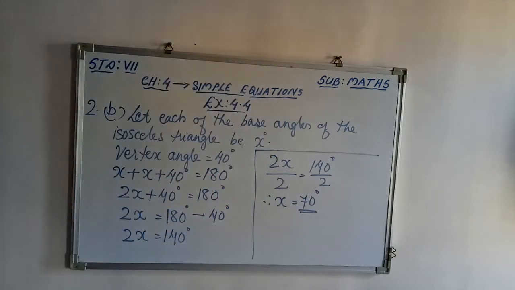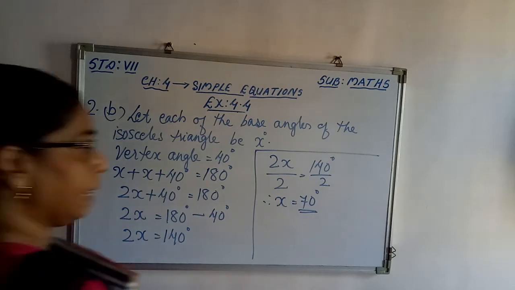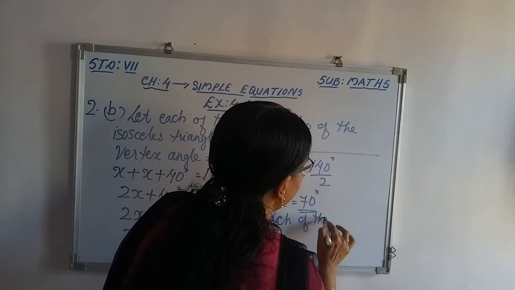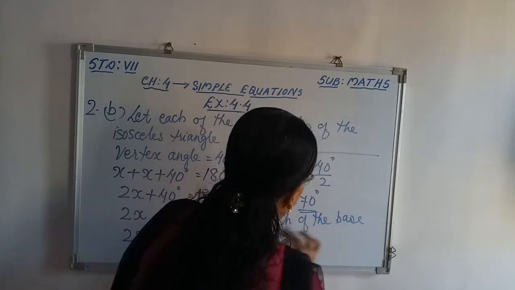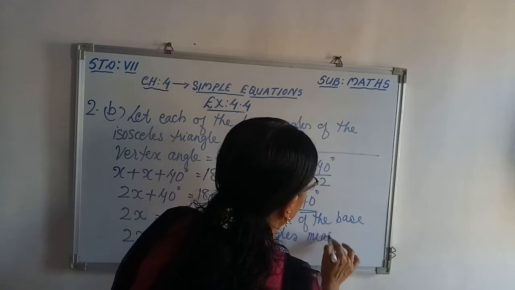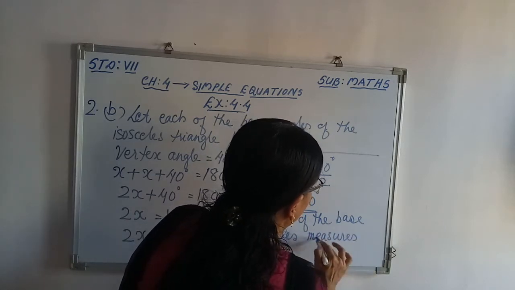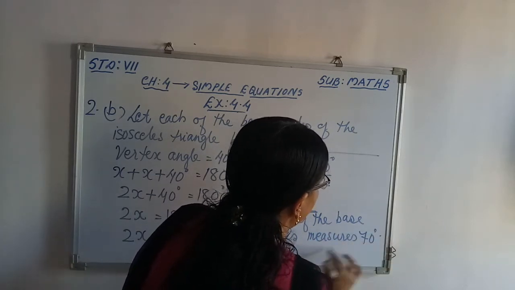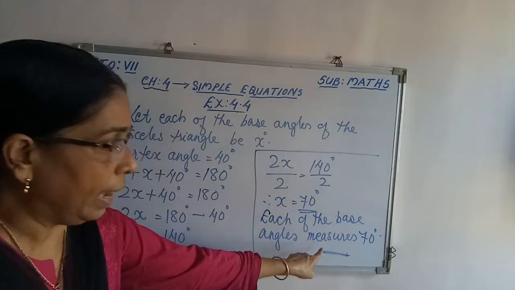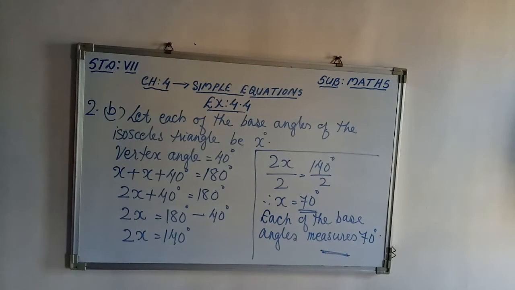So the question is, what are the base angles of the triangle? Each of the base angles measures how much? 70 degrees. So each of the base angles of the isosceles triangle measures 70 degrees.